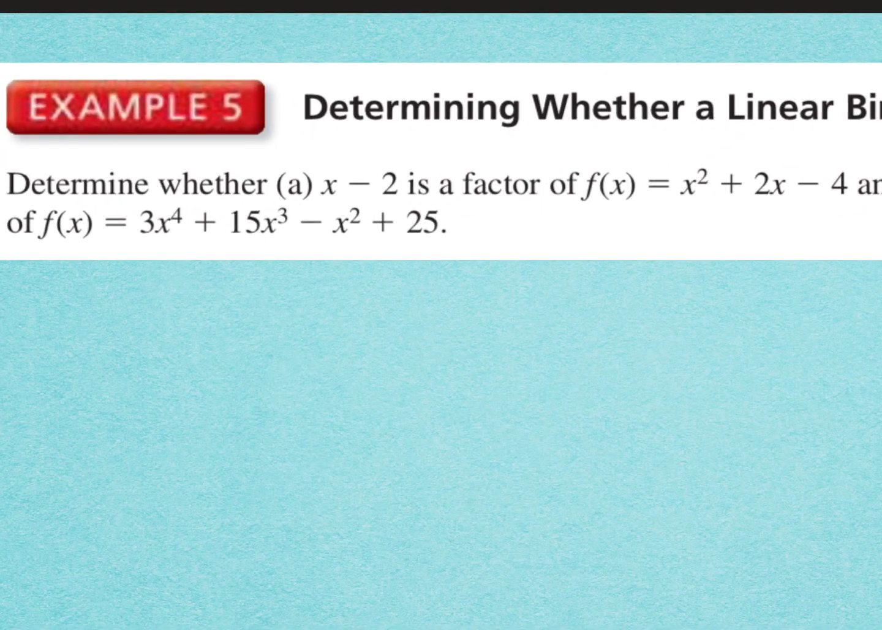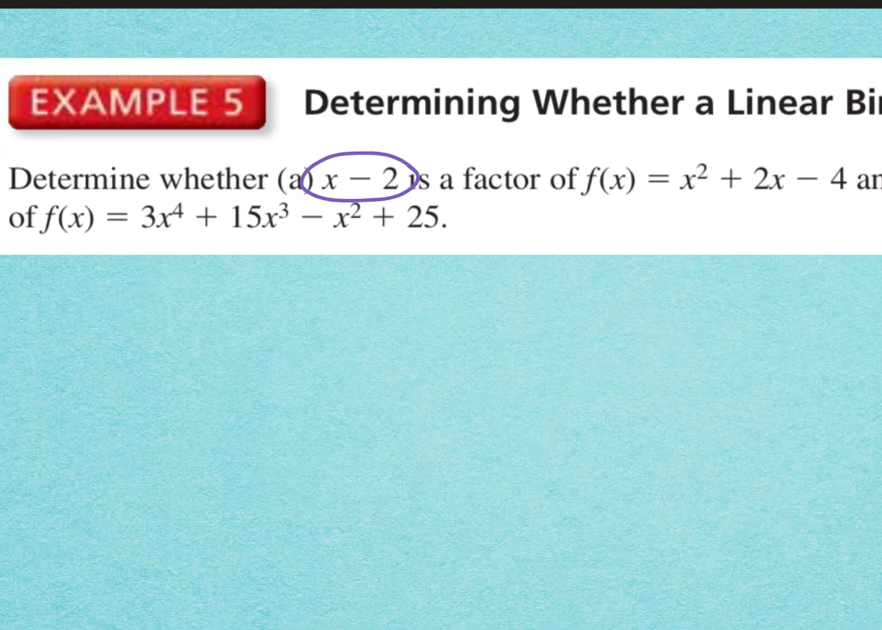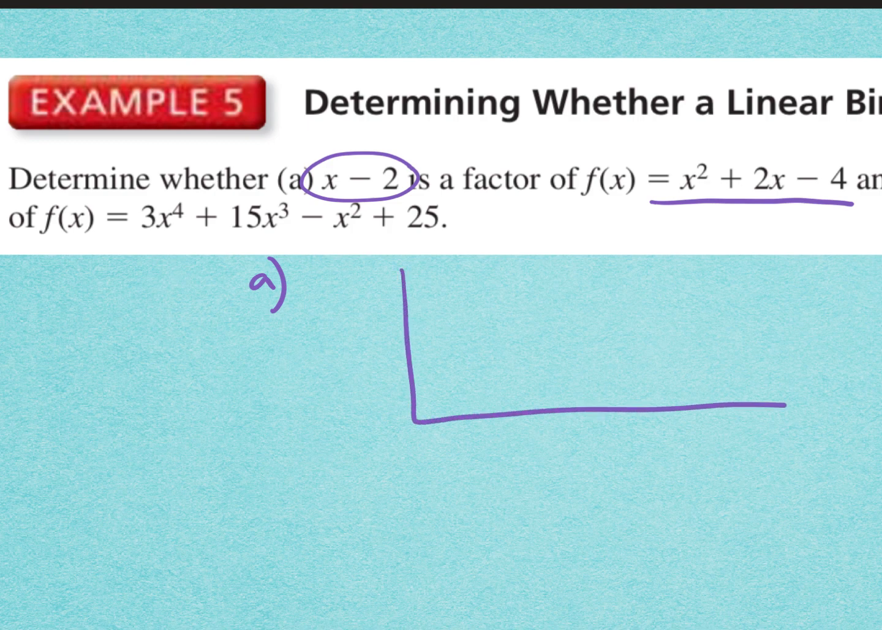So for example A, I have to determine if x minus 2 is a factor of this polynomial. So I'm going to draw my box. What's going to go inside my box? 1, 2, and negative 4. Just our coefficients here. So the coefficients of my polynomial go inside the box.